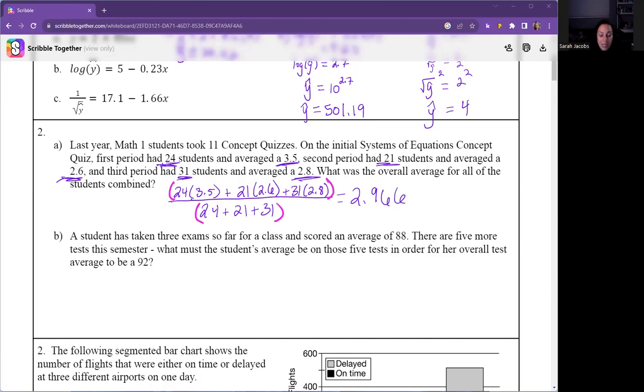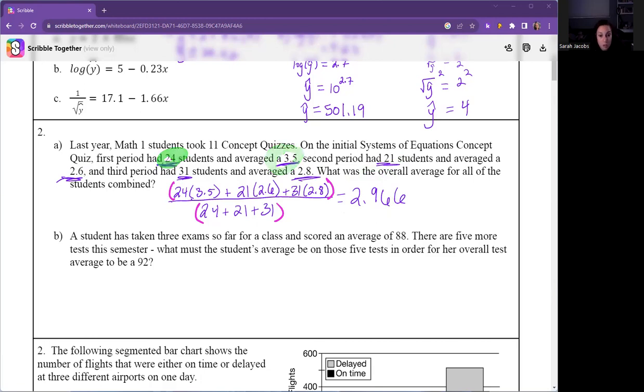So if you happen to just average the scores, you probably still got something very, very close to this because the class sizes are not that crazy different in size. And the one with the highest score wasn't that many.